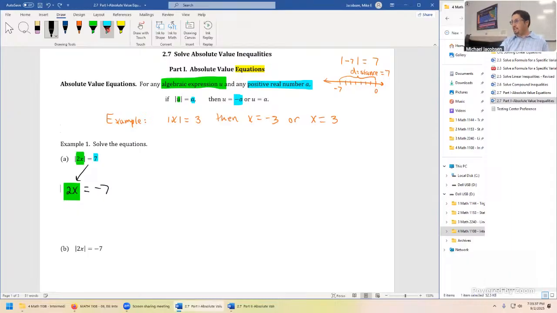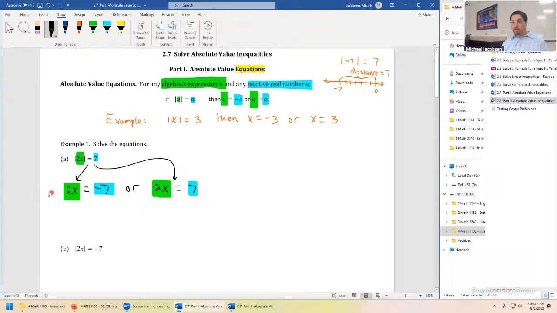Oh, and I was supposed to highlight that, not scribble it. Or 2x, that's playing the role of u over here again, equals positive 7. Another way to think about this is you just write down two equations now. One equation has the negative version of whatever is over here. The other equation has the positive version, and then you're all set. We just have to solve both of those.